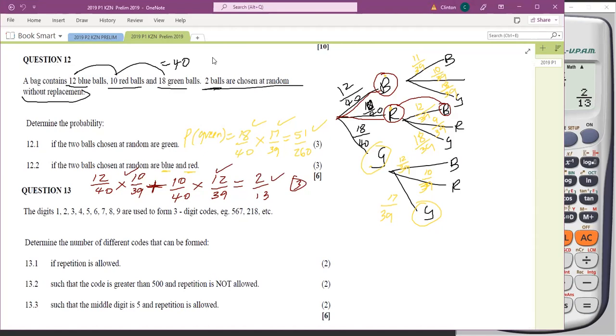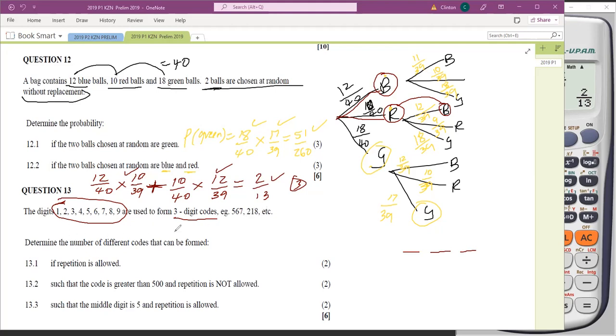Okay, let me get my pen. So question 13, the digits 1 up to 9 are used to form a 3-digit code. So we need to form a code that is composed of 3 digits. So out of a pool of 9 digits, we just need to pick 3 to form a 3-digit code. Think of these numbers as fishes in a pond. You are just going to pick them randomly. Like you can pick this fish and put it here, and another fish, put it there, and so on to create a 3-digit code.